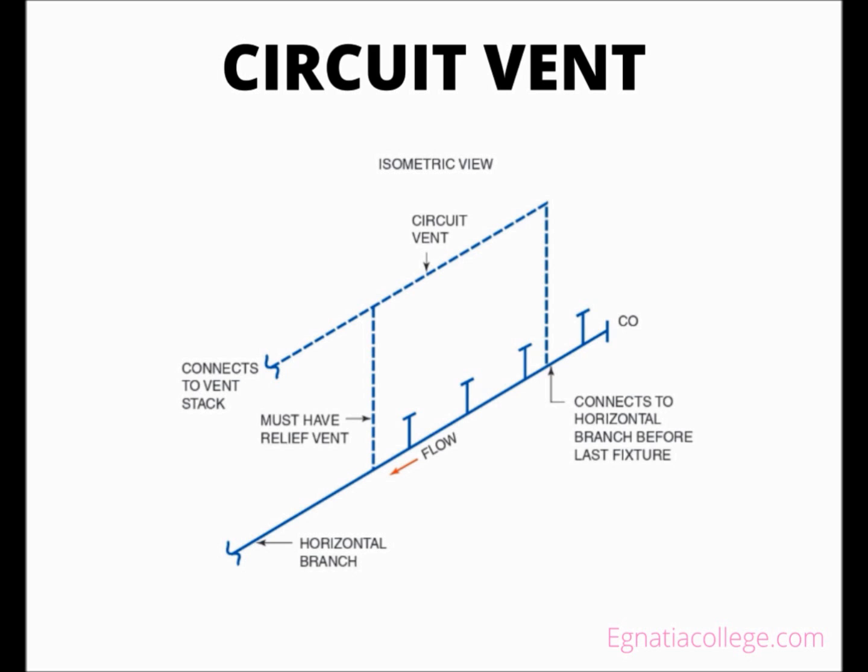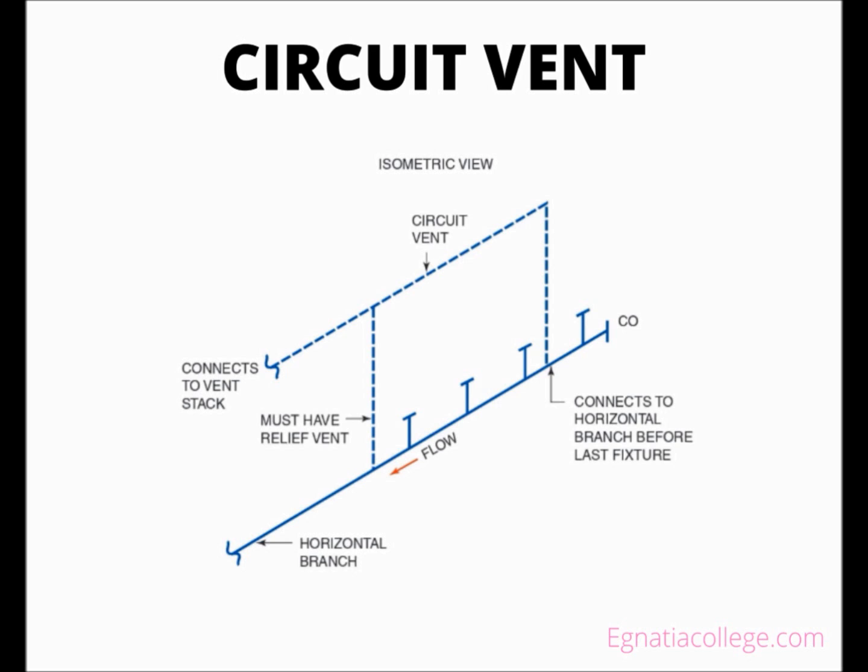Single-family residential constructions usually do not have battery configurations due to the small number of fixtures located within one room. Commercial plumbing installations frequently use batteries of fixtures in large bathroom areas. Circuit vent sizing is based on the horizontal branch size, fixture load, and distance it travels. It is typically connected vertically to a horizontal branch before the last fixture, and it terminates to the vent stack.